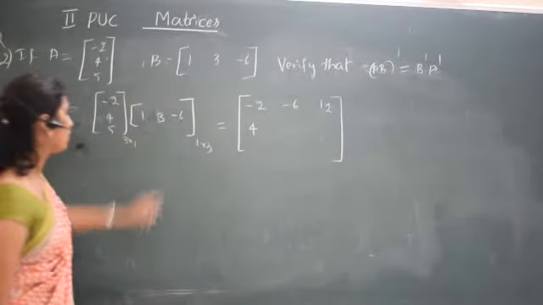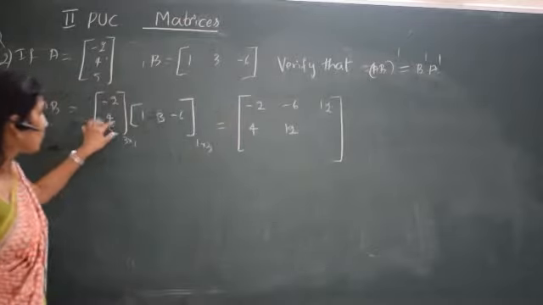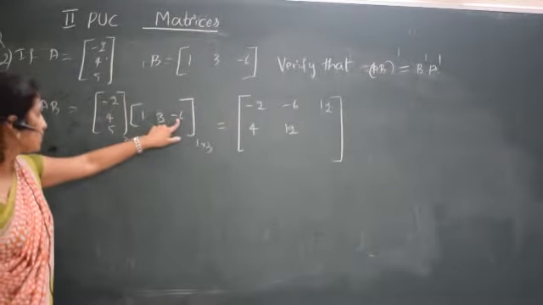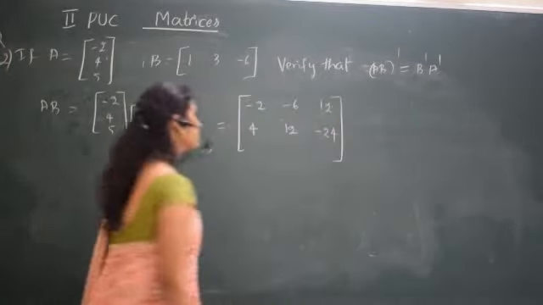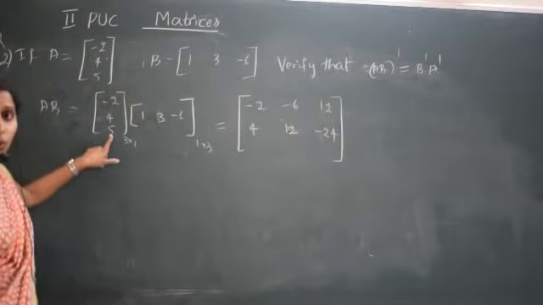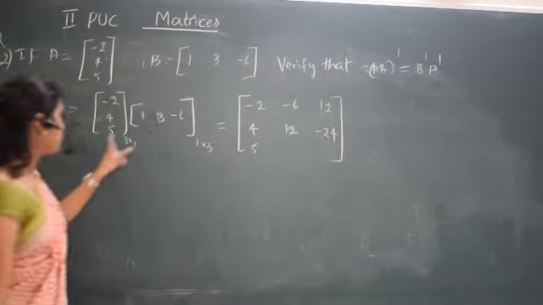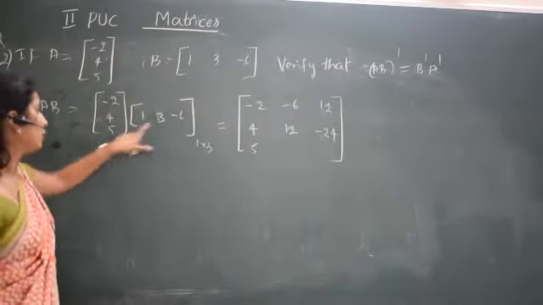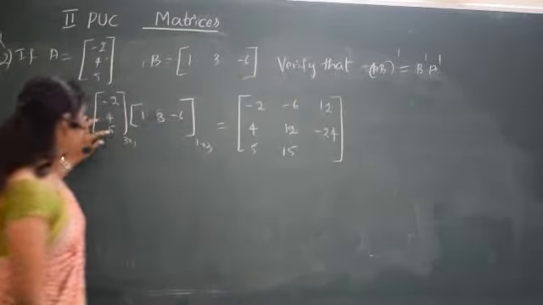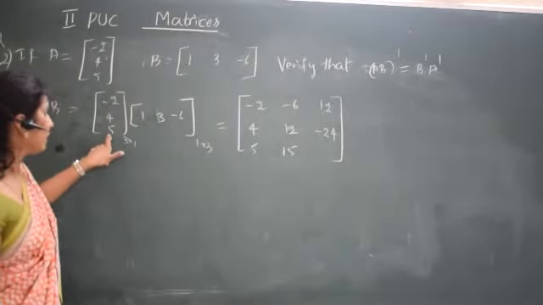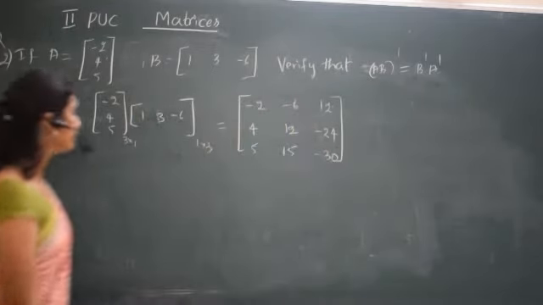Second row and second column: 4 into 3 is 12. Next, second row and third column: 4 into minus 6 is minus 24. Next, third row: 5 into 1 is 5. Then third row and second column, 5 into 3 is 15. Then third row and third column, 5 into minus 6 is minus 30. So we have calculated A into B.